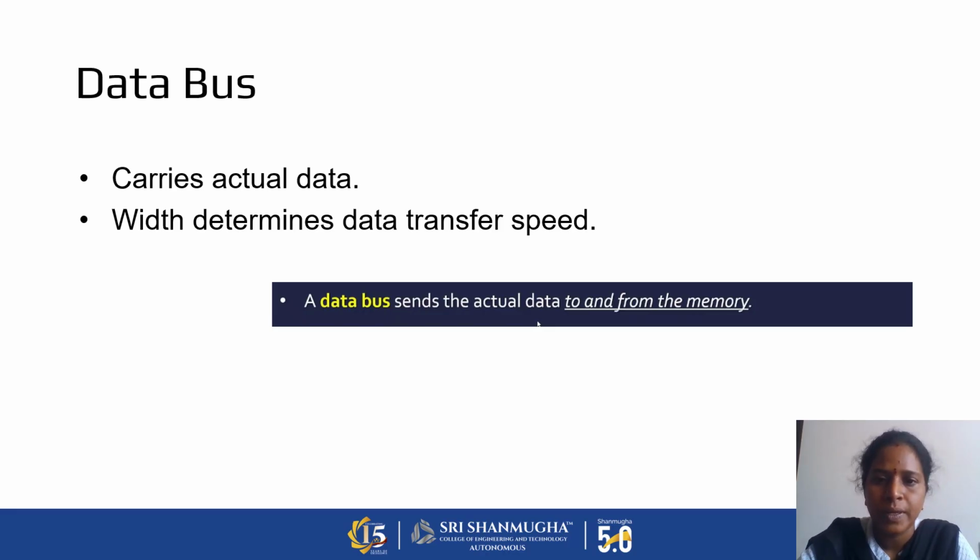First of all, the data bus. It carries the actual data. The data bus sends or receives the data, and it determines the data transfer speed. The speed calculation and the bus signals depend upon the speed of data communication and the suitable cable selection.